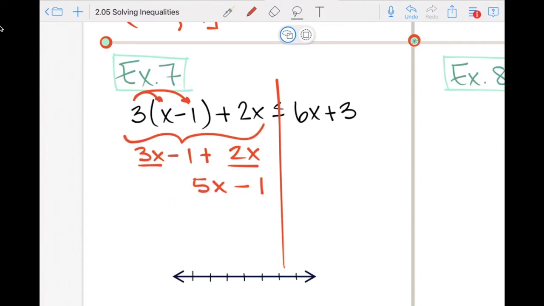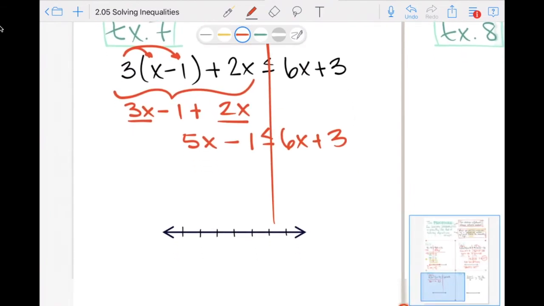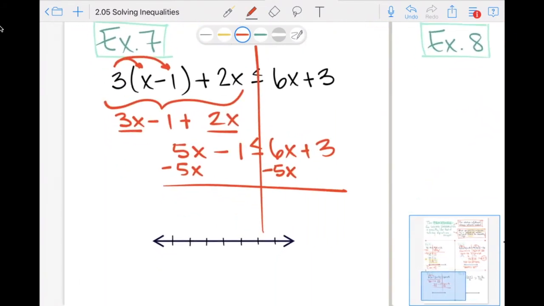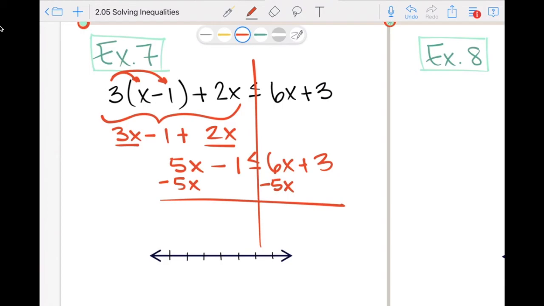Now, we've got less than or equal to 6x plus 3. So now I'm going to subtract 5x from both sides. This is a time where it's really helpful to keep your variable terms positive. I know I broke that rule up here just so that you could see the flipping the inequality sign example, but it's really good if you just try to avoid negative variable terms.